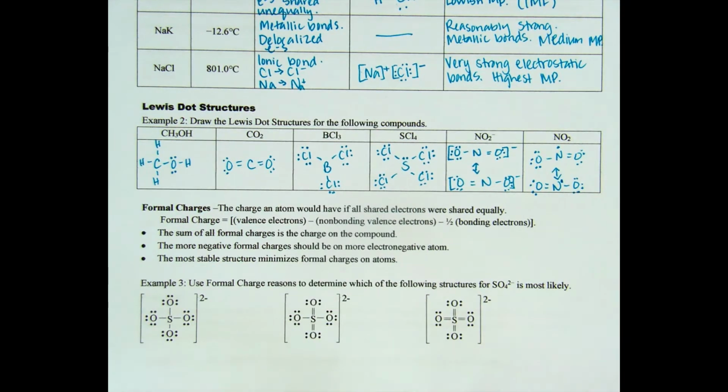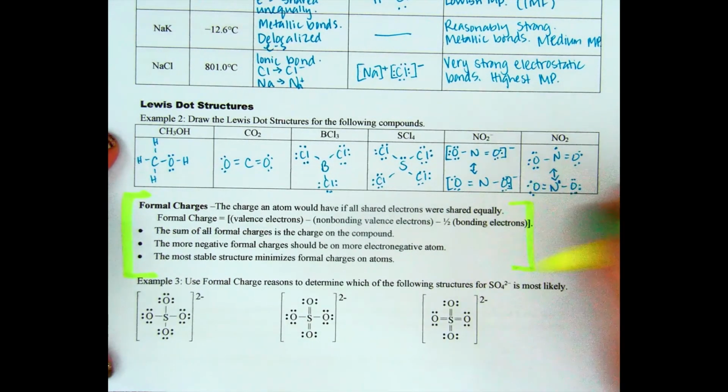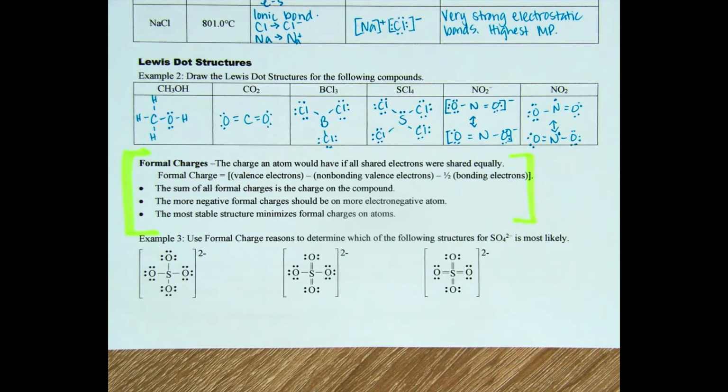Now, the question comes up. If you can draw multiple Lewis dot structures, which one is the most likely? Which one is the best structure? That is where formal charges come in. Now, formal charges are going to help you so much. Formal charges, we can calculate. We can just do some simple calculations. And from those little easy calculations, we can figure out which structure is the most likely for any of these. So let's see what we do.